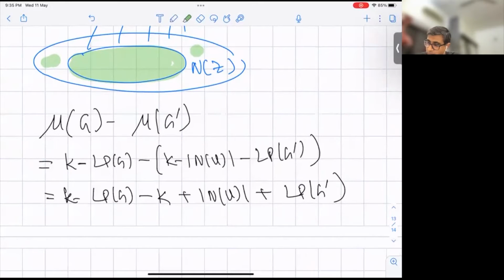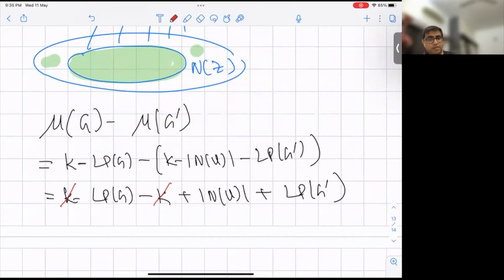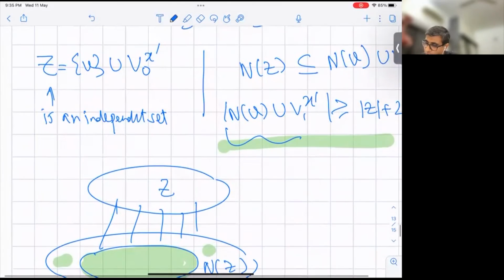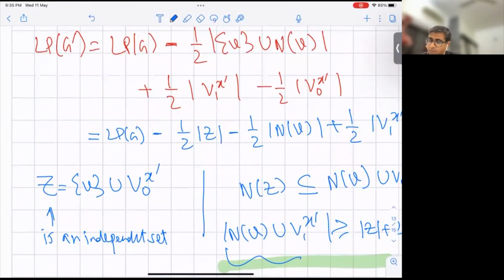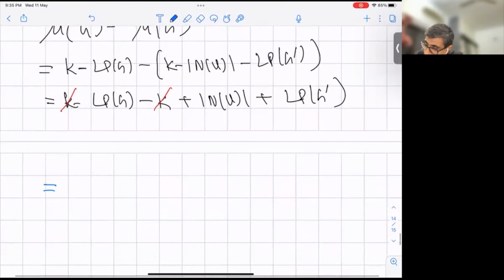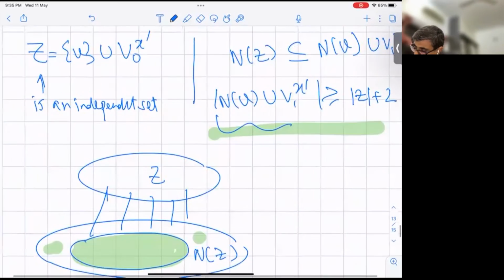Now this K and this K will get cancelled. Okay. And now let's write down whatever we wrote for LP of G prime. So what was the LP of G prime? LP of G prime was this quantity. LP of G prime is LP of G minus this, plus this. So let's go back and write it down. What was LP of G prime? Can someone tell me? It is LP of G minus half of Z. And what else was there?